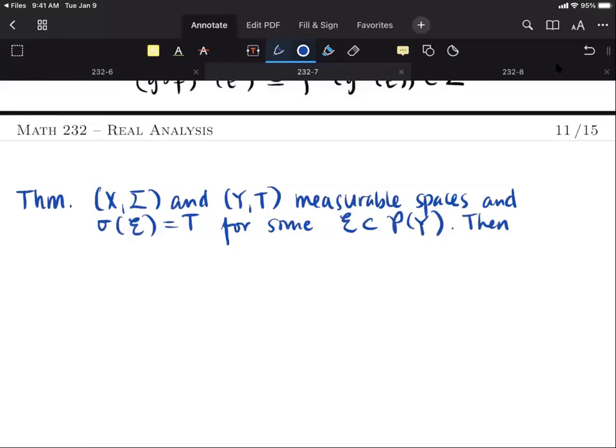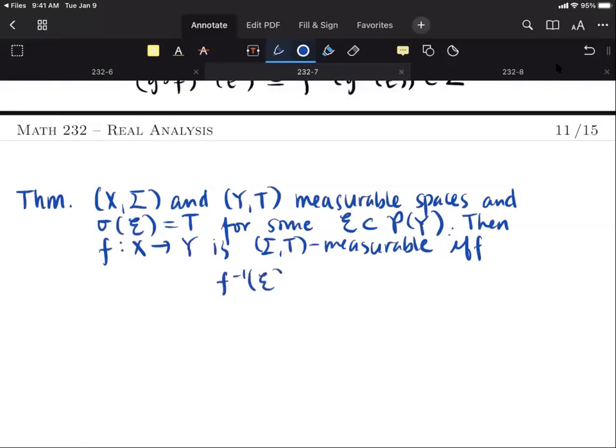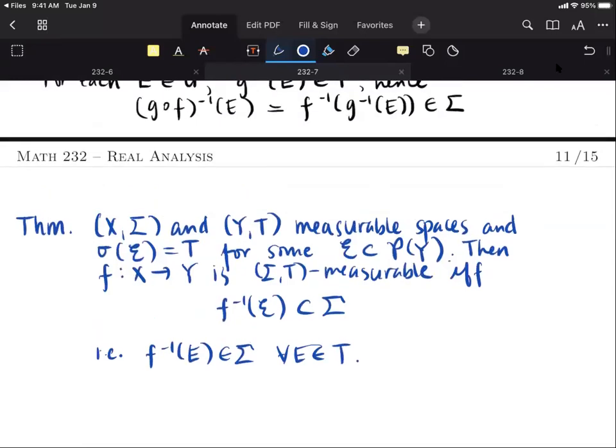Then the map F from X to Y is measurable with respect to these sigma algebras if and only if, so you can use this as an alternative definition, if and only if the inverse image of the generator is contained in sigma. So that is F inverse of E is in sigma for any E in script E. So instead of verifying or checking the inverse images of all elements in the sigma algebra tau, it is enough to look at the inverse images of elements of the generator script E.